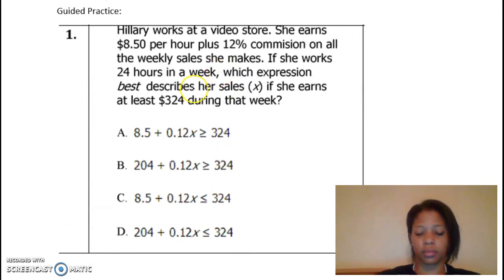So to start off, the first guided practice problem is an inequality.